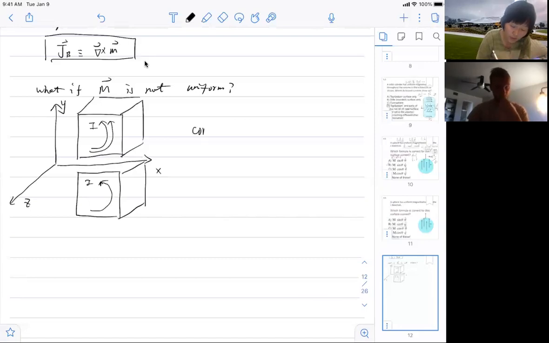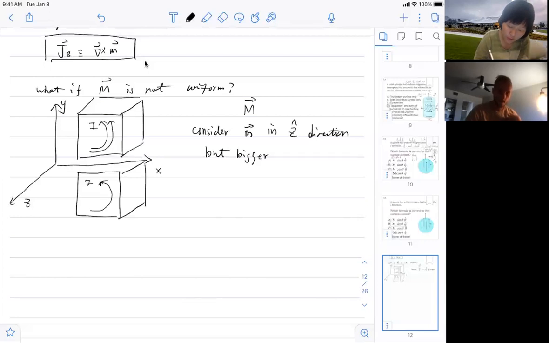So we will consider magnetization in the z direction, which means the dipole moment is in the z direction, right? A dipole moment follows a right-hand rule with the current going around like this. So let's consider either little m or, for the entire material, capital M in the z direction. But it's not uniform. As you go upper, it gets bigger.